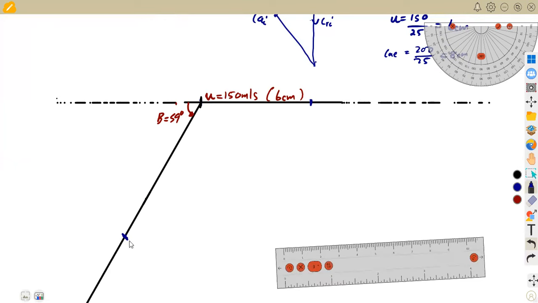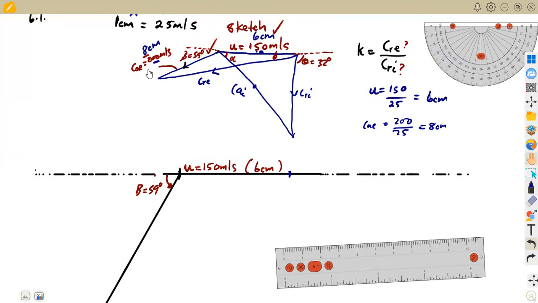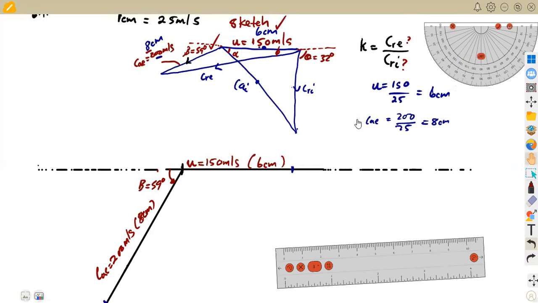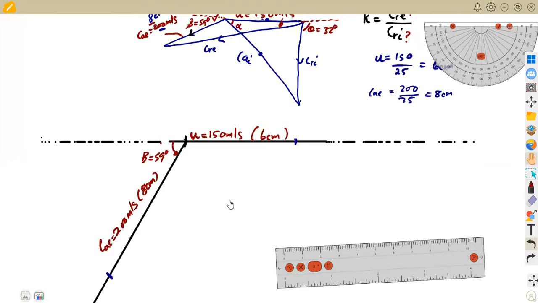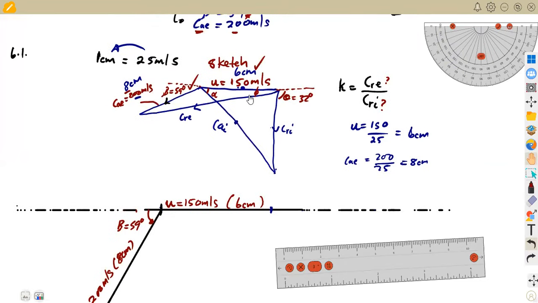Along this angle, we are going to have 8 centimeters representing what? Our exit absolute velocity, which is C2. So C2 is going to be equivalent to 200 meters per second, which in this case we constructed as 8 centimeters. So up to this point, it's 8 centimeters. All right, we are done. Let's move on to the other point that we have. What else do we have?